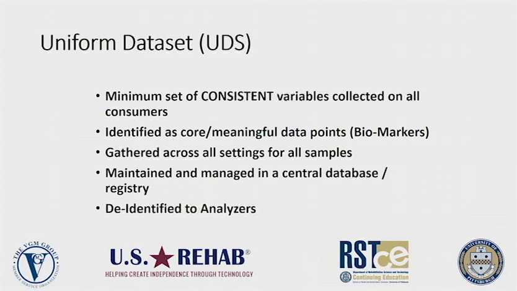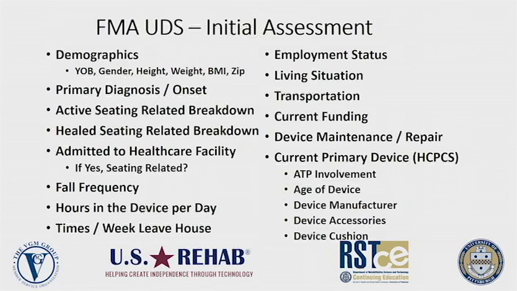And a uniform data set is basically a common set of variables that we all measure and measure in a consistent way, so that when we're sharing data, pooling data, we're all sharing the same information, and less time has to be spent trying to clean the data and get it all to match up. It's, again, measured across all settings, and is maintained and managed in a central database, or what we often call the registry. So it's the FMA registry.